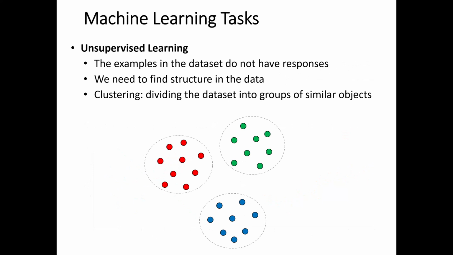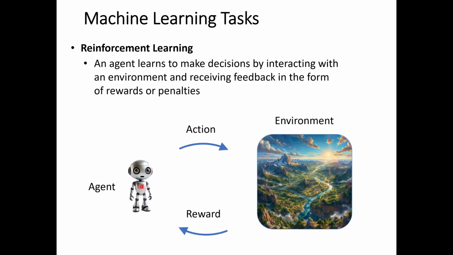Another task in machine learning is unsupervised learning. In unsupervised learning, the examples in the dataset do not have responses, and we need to find structure in the data. The main example of an unsupervised learning task is clustering, which means dividing the dataset into groups of similar objects. In reinforcement learning, an agent learns to make decisions by interacting with an environment and receiving feedback in the form of rewards or penalties.